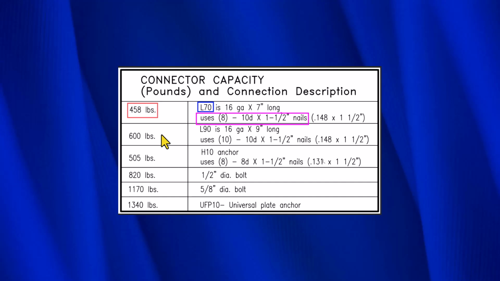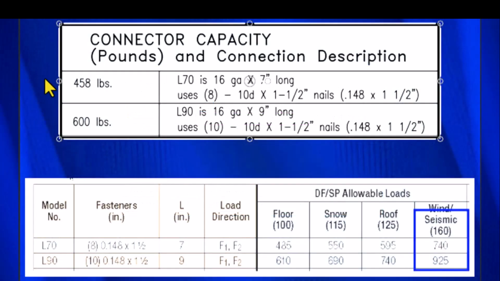Now, this works in such a way that when an engineer does the calculations on a house, let's say he's doing a 1,200 or 1,500 square foot house, and he sees that he needs to resist 6,000 pounds of force, he'll come over here and he'll say, okay, this can resist 600 pounds of force, therefore I need 10 of them. One of the problems with the connector table is that the L70 and L90 values are wrong.